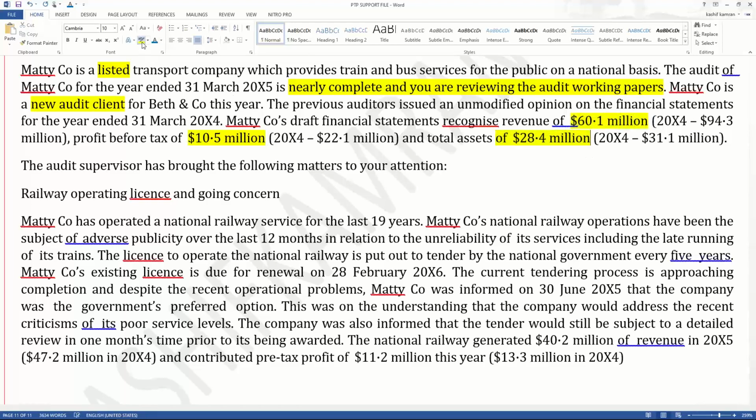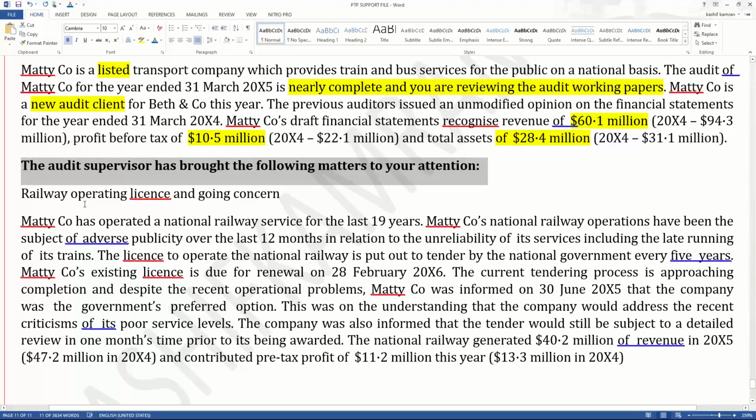So see how I read the case with you? I just highlighted important information. Now, by the end of the first paragraph, I know it is a listed company. I know we are standing at the completion stage. This is a new audit client, and we know the profit, revenue, and the total asset value for finding the materiality. The audit supervisor has brought the following matters for your attention. You are a manager, right? Let's see what matters have been brought for your attention.